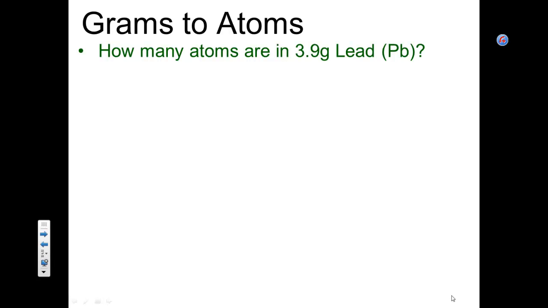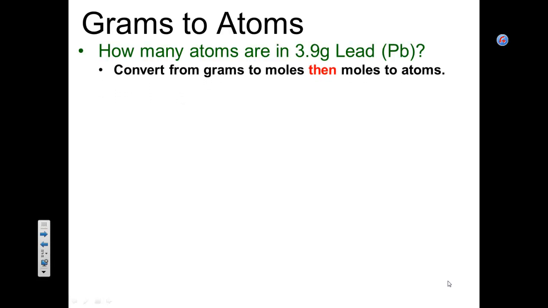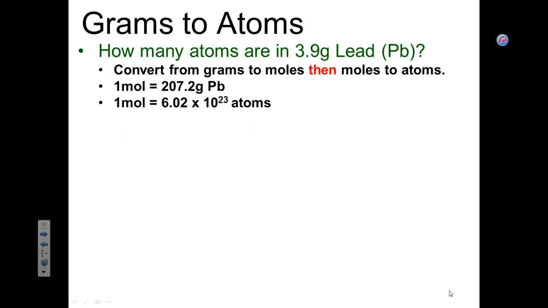In order to solve this problem, we're going to have to do 2 conversions, from grams to moles and then moles to atoms. So we'll need 2 conversion factors. If you look up the mass of lead on your periodic table, you'll find that's 207.2 grams. In this case, they only give us 1 decimal on our periodic table. And we know that 1 mole of atoms is equal to 6 times 10 to the 23rd atoms.